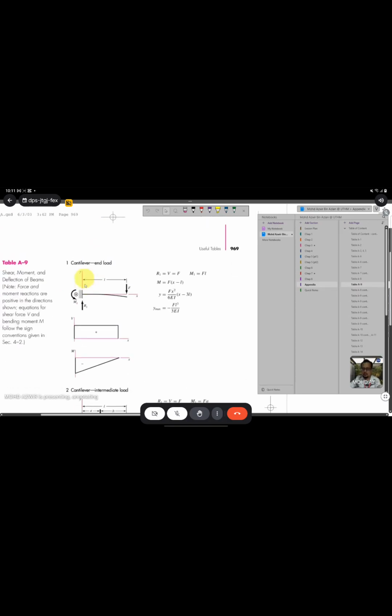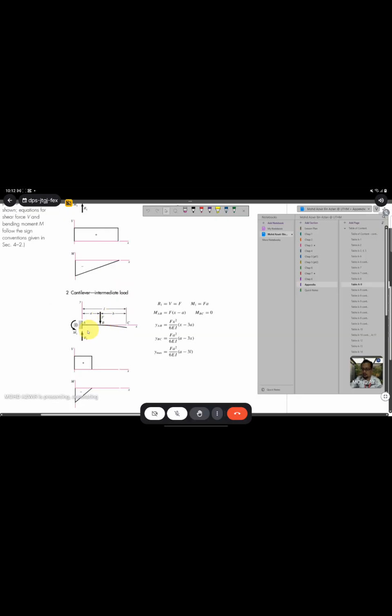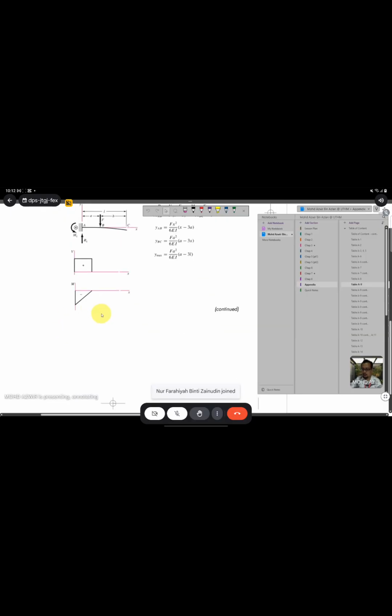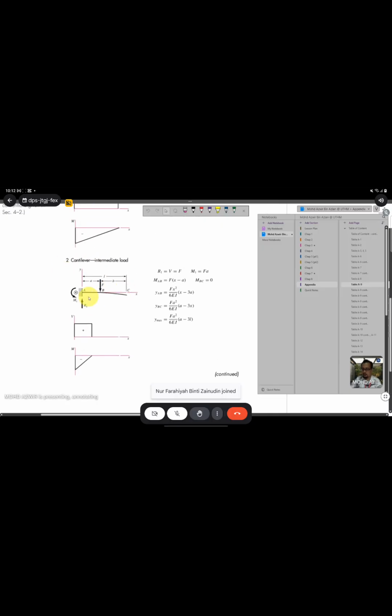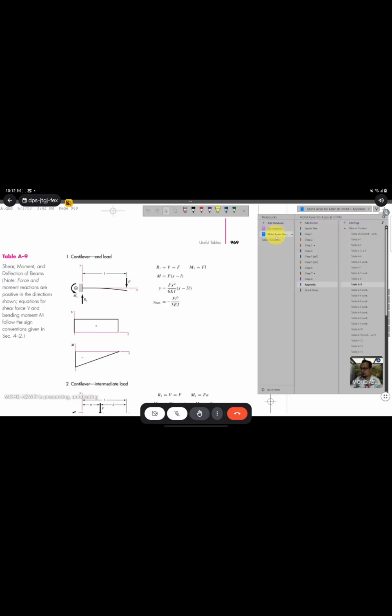Okay, so if you have this kind of situation, you have force here, you have force here. You need to put the bending moment at the fixed location in order to make sure this one is in equilibrium. The same thing here. You need to put the bending moment at the fixed location to make sure this one will be in equilibrium. If not, then it will attempt to rotate. Okay, you can see some other examples.